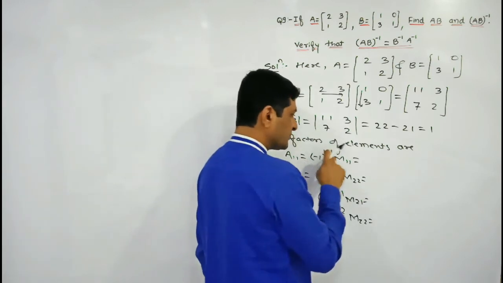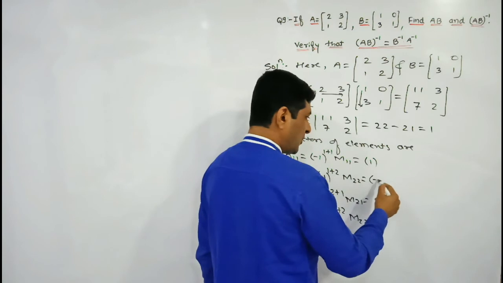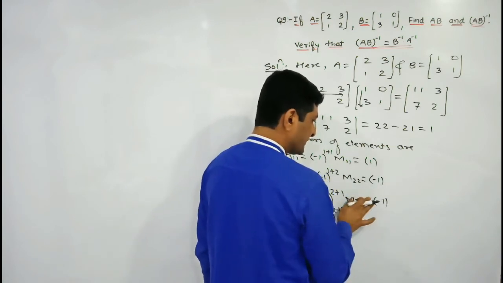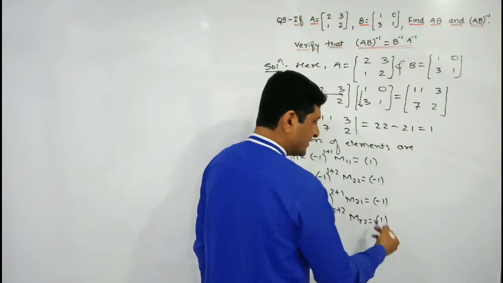So here first find the value of the first term. Here the power of -1 is an even number, so its value is +1. Here the power of -1 is an odd number, so its value is -1. Here also an odd number, so -1. And lastly here the power of -1 is an even number, so its value is +1.